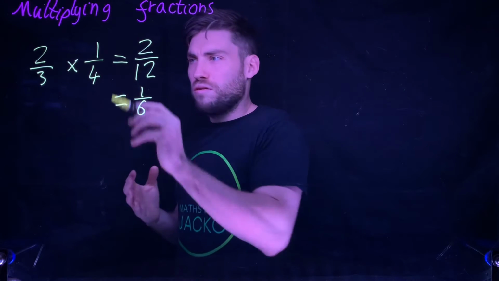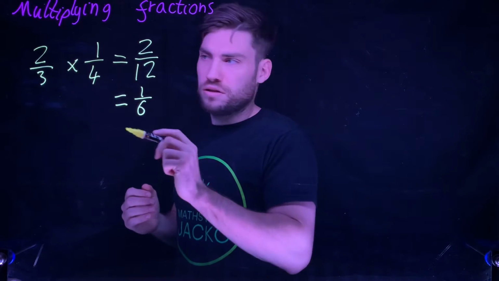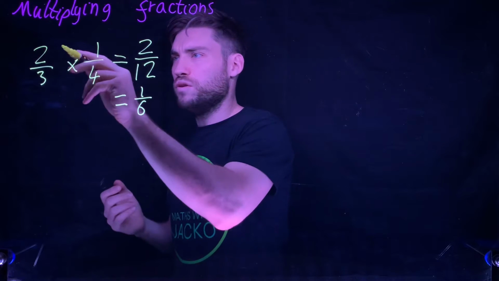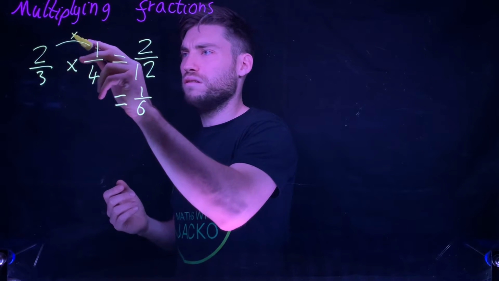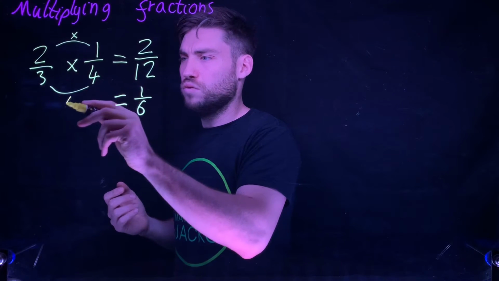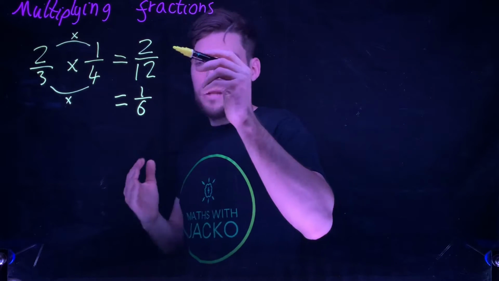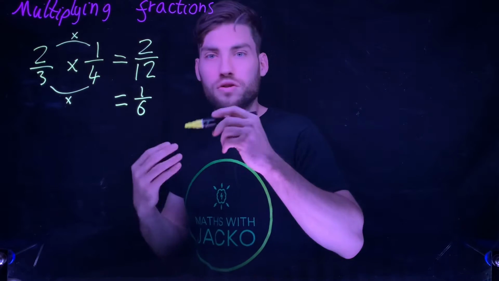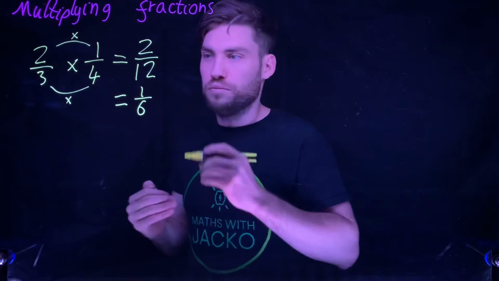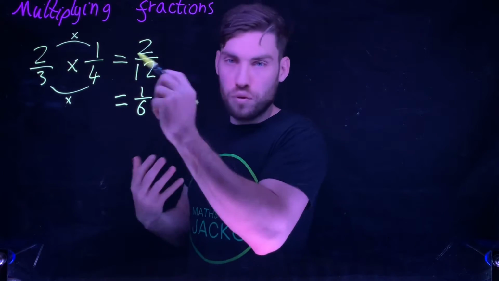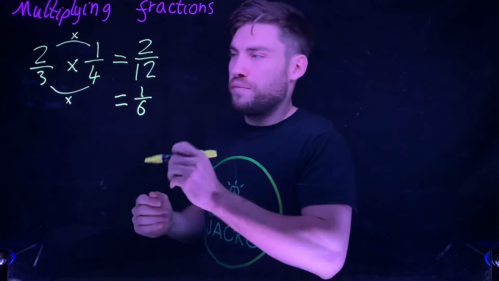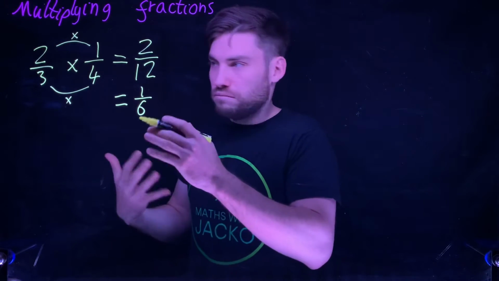All we've basically done is multiply the numerators and multiply the denominators. So all we've done is 2 times 1 and 3 multiplied by 4. And that is basically where 2/12 has come from. And then we've simplified that to get 1/6. I will do another video on simplifying fractions, but in this one, just focus mainly on the multiplying fractions part. Okay, and that's it for that question.